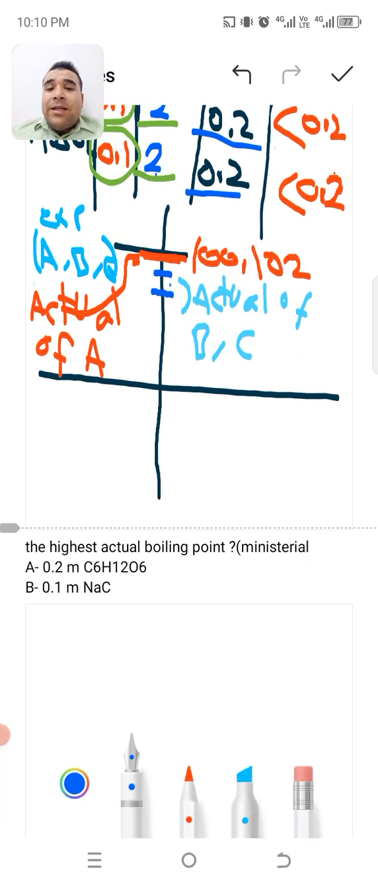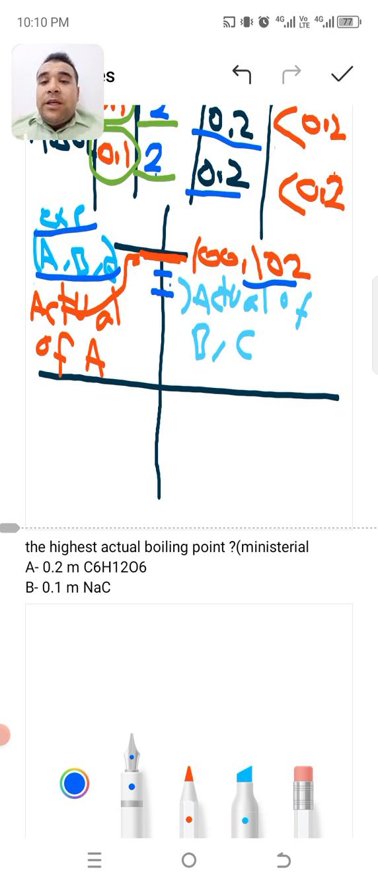So guys, here let us provide it by a coordinate. We have drawn this coordinate, and of course 0.2 multiplied by 0.51, you'll get 0.102, and 0.102 plus 100, you'll get 100.102. So 100.102 is the expected value for A, B, and C. But let us talk about the actual values.